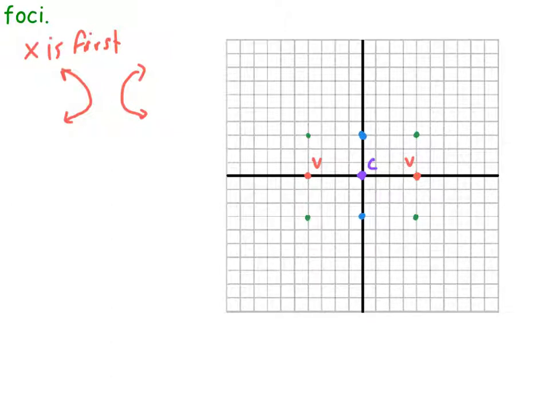Once I have those corners defined, I can use that with a straight edge to draw my asymptotes. Again, I like to make sure you draw those all the way across the coordinate plane. Draw the other one.